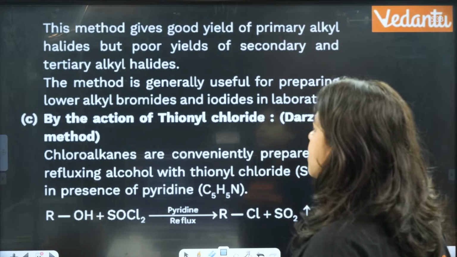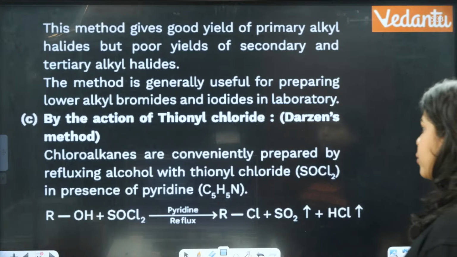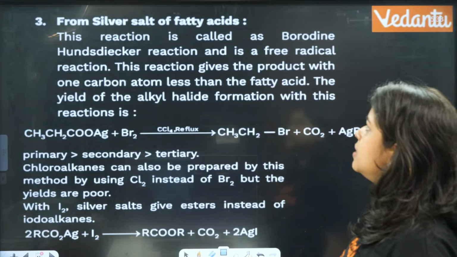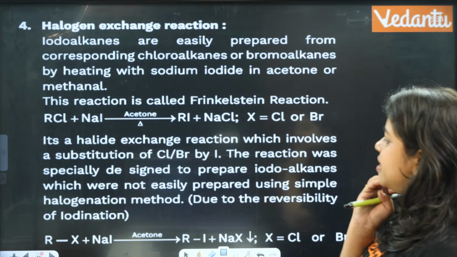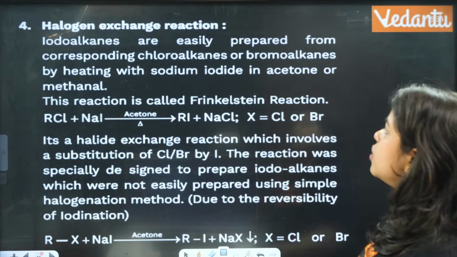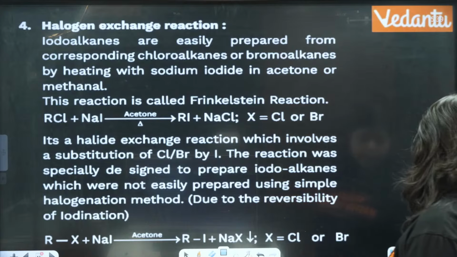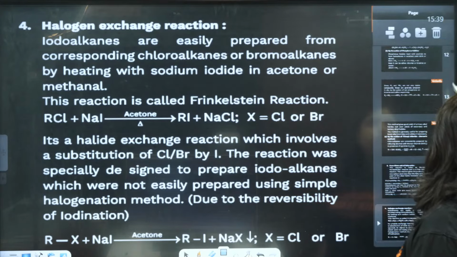Okay then, concentrate now here. That is by the action of thionyl chloride, we have done that already. Silver salt and fatty acids we also did. Then the halogen exchange reaction is there. Here, according to this topic, they will ask questions like this.